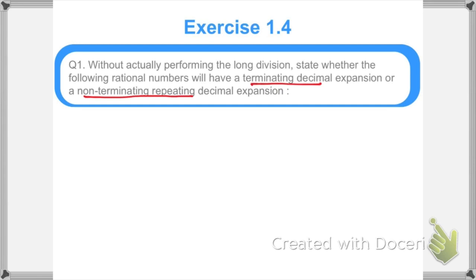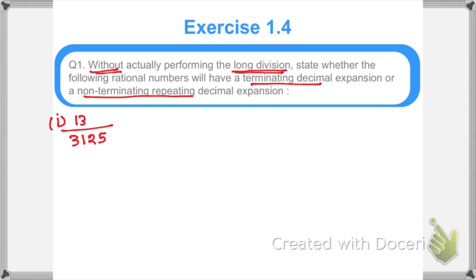So the first question is 13 by 3125, and here you have been told that you don't have to perform long division method. Without performing long division method you have to do so.